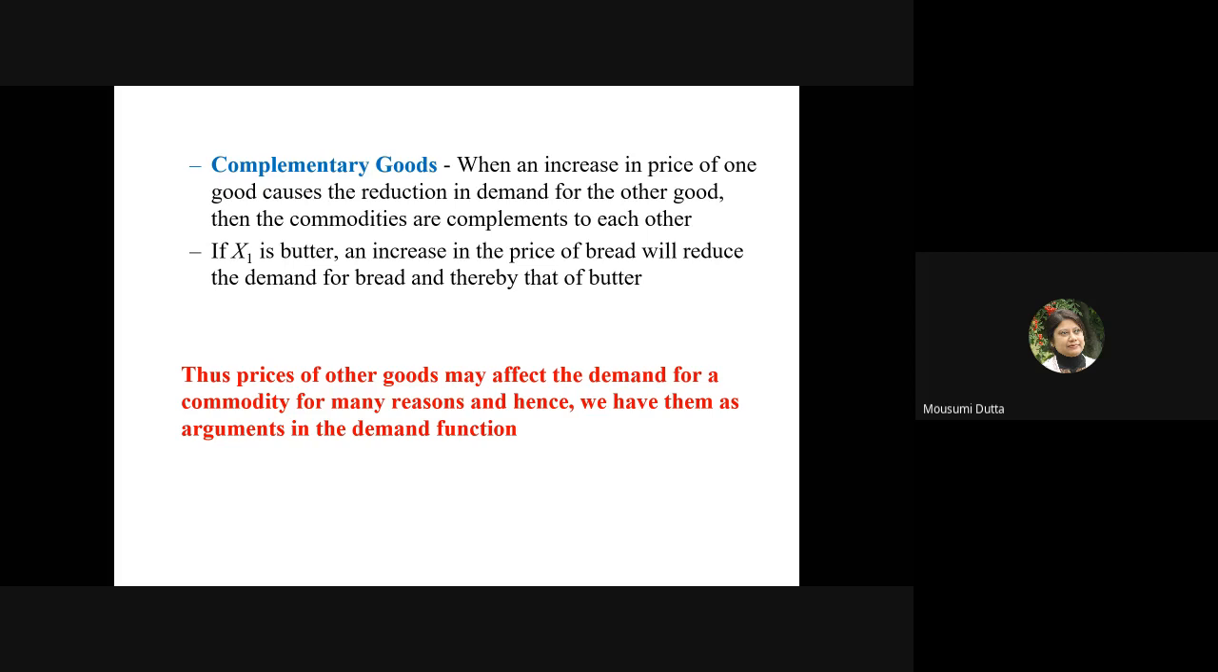So there are examples like tea and milk, tea and sugar, etc. The commodities pen and ink, hardware and software, like this. So thus, prices of other goods may affect the demand for a commodity for many reasons, and hence we have them as arguments in the demand function. We are considering them as exogenous determinants of the demand function. So we are bringing them into the demand function.